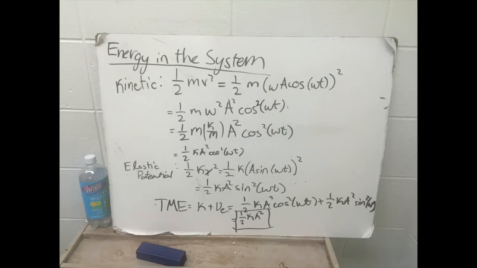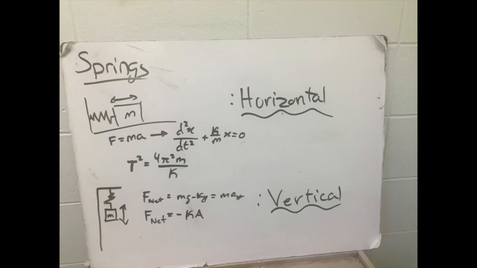And so what we looked at before, or initially in our example, was a horizontal spring oscillator. So it's an object attached to a spring attached to a wall. So it'll move left and right.